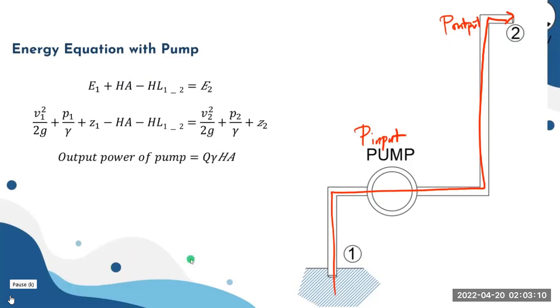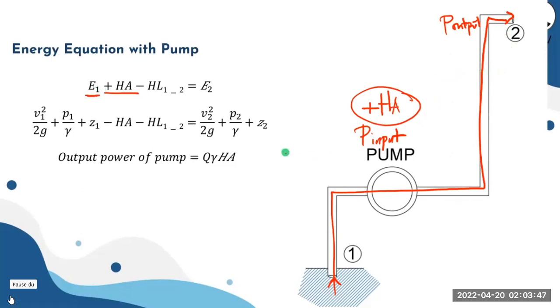So if we have head loss here, we will subtract again the head loss from the energy at point 1, the starting point. And also we have an additional head due to the pump. The pump gives us an additional head at point 1. Our symbol for that head is HA. So it will be added to the energy at point 1, and that should be equal to the energy at point 2.